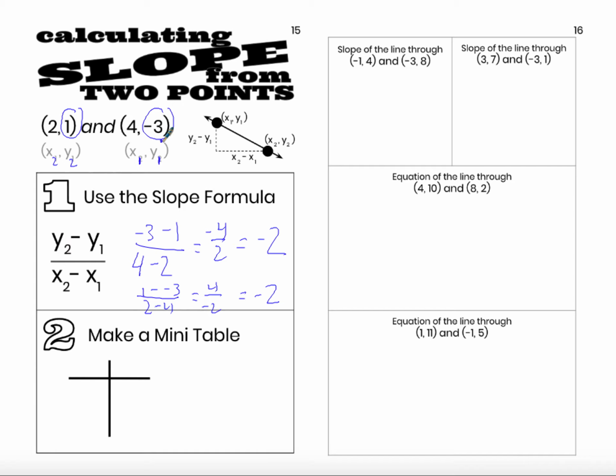So don't worry about identifying which point is point 1 and which point is point 2. Worry about, or think about, making sure that you are putting the change in y, y2 minus y1, over the change in x, x2 minus x1.